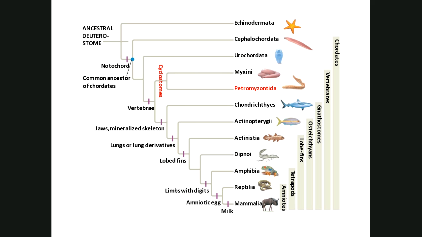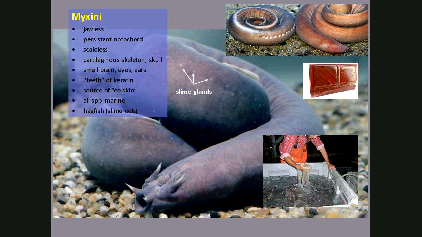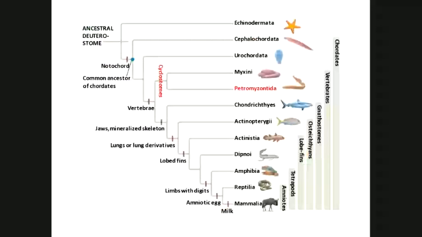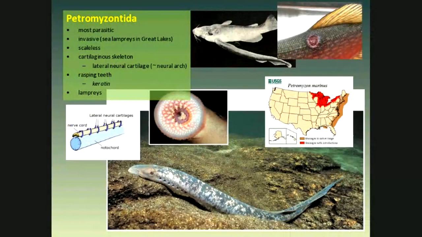Now the slime eels and the next group, the hagfish, we're going to talk about, all have round mouths, so they're called the cyclostomes. Stome is mouth. So it's these guys and these guys, the lampreys, Petromyzontida. Most of these are parasitic, and some are invasive. For example, Petromyzon marinus, the sea lamprey, which can actually live in brackish and fresh water, has made its way into the Great Lakes region.